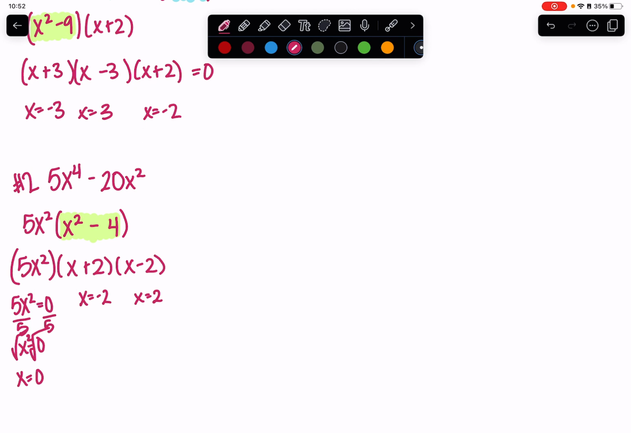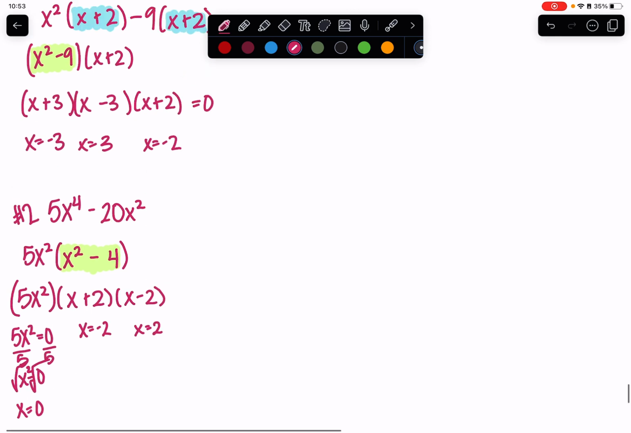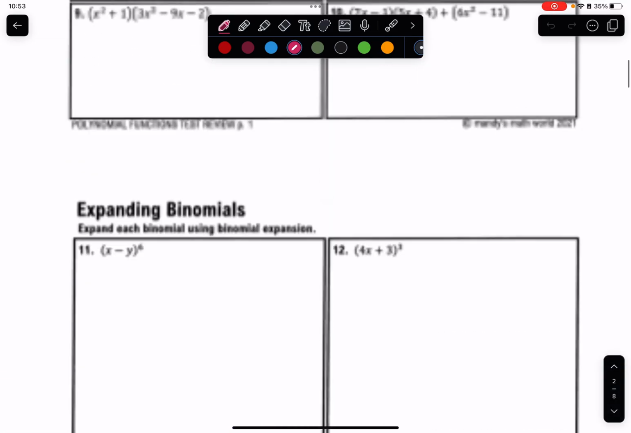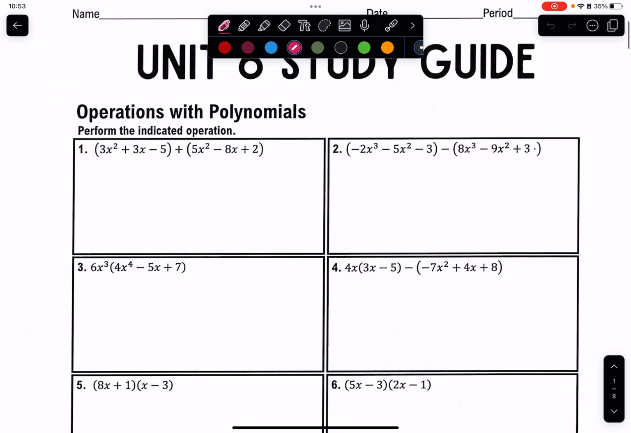Now we're going to look at the study guide, that last page of the study guide. And I'll also just do a quick run through of the study guide and preview what's on the test while we're getting this out.